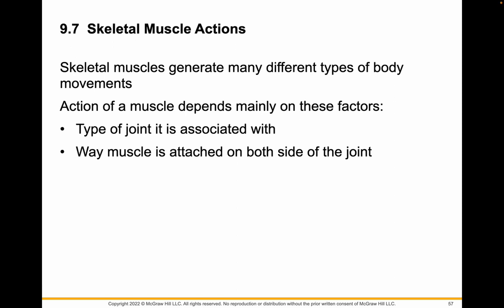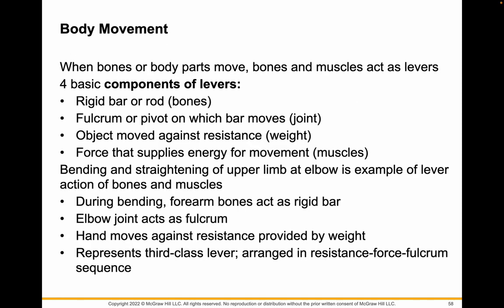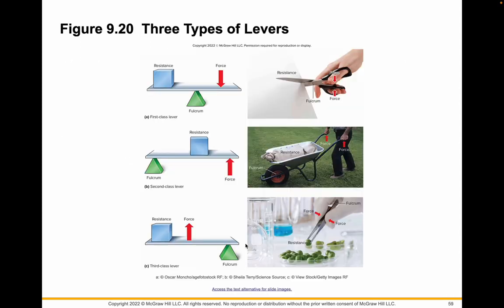So let's look. Skeletal muscle generates many types of body movements, and this is where we want to get into really understanding how this works. So bodies use levers, and so we use a rod, a fulcrum, resistance, and force. And while this is interesting when you look at the physics of it, I'm not testing you on this, so you can put an X on this particular slide and the next one.